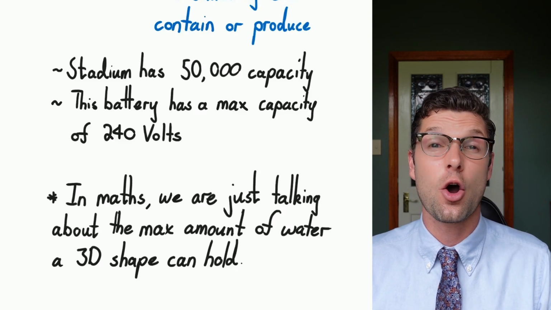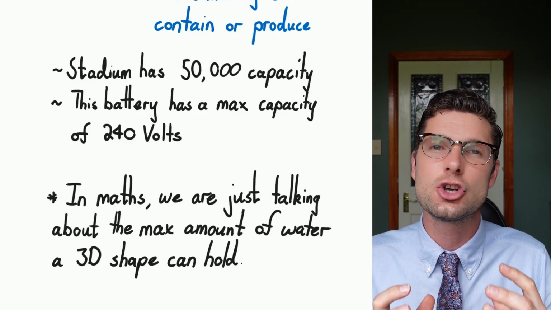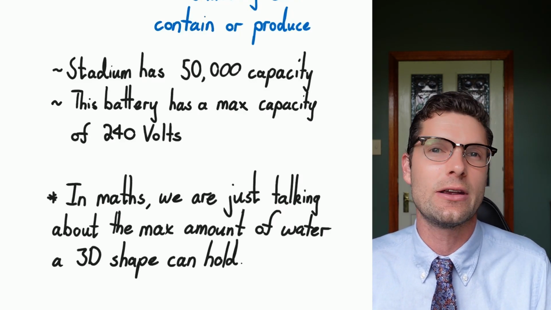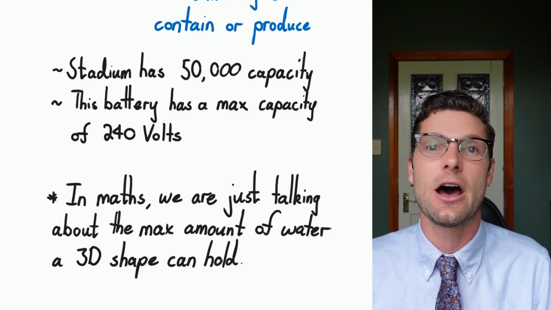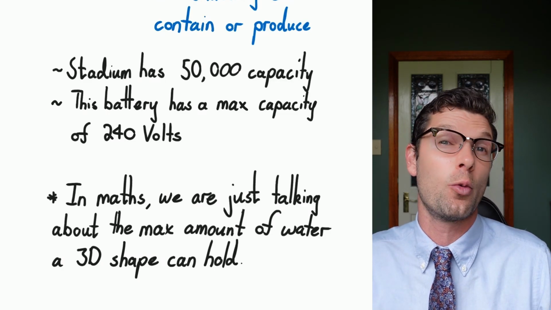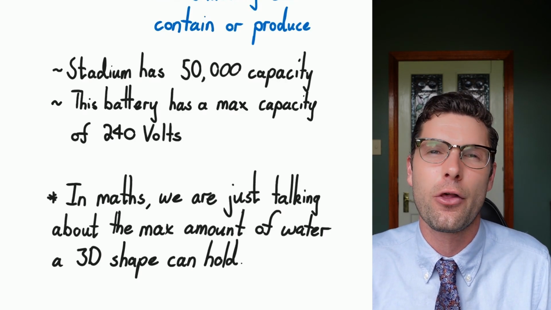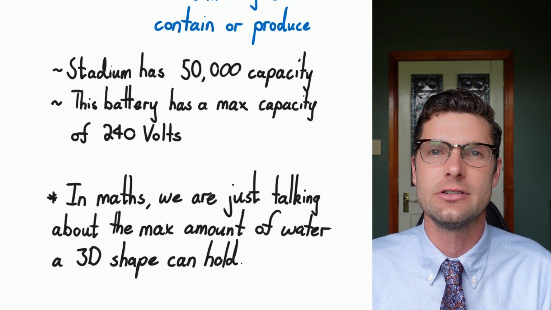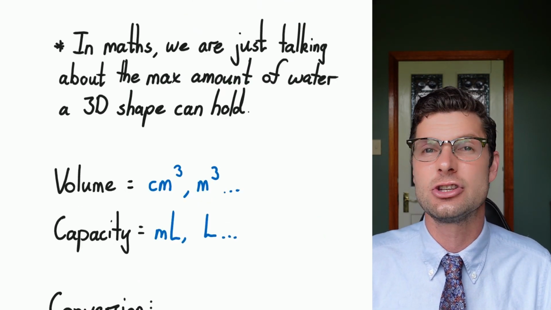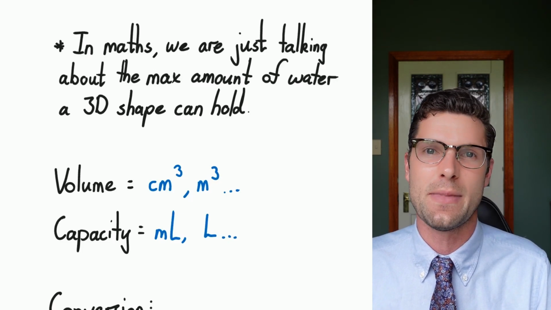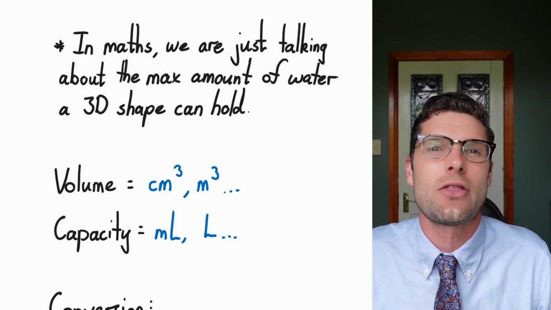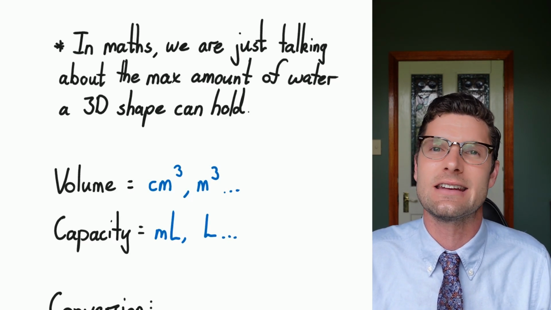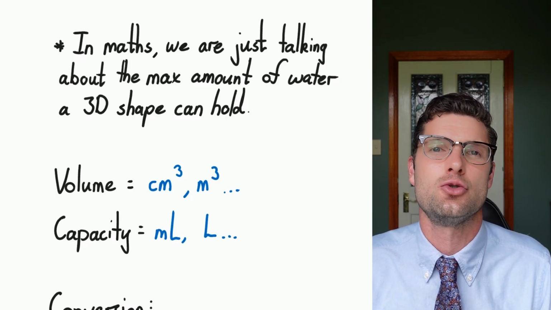But when we're talking about maths, all we're talking about with capacity is the total amount or the maximum amount of water that could fit inside a three-dimensional shape. So really we're talking about how much stuff can fit into a three-dimensional object, which would depend on how much space that three-dimensional object takes up. So this is why it relates to volume so closely. So with volume, we're talking about things like centimeters cubed, meters cubed, because we're in three dimensions and the measurements are length, so they have to be centimeters or meters. But for capacity, we're really talking about milliliters and liters, how much water would fit into these objects.